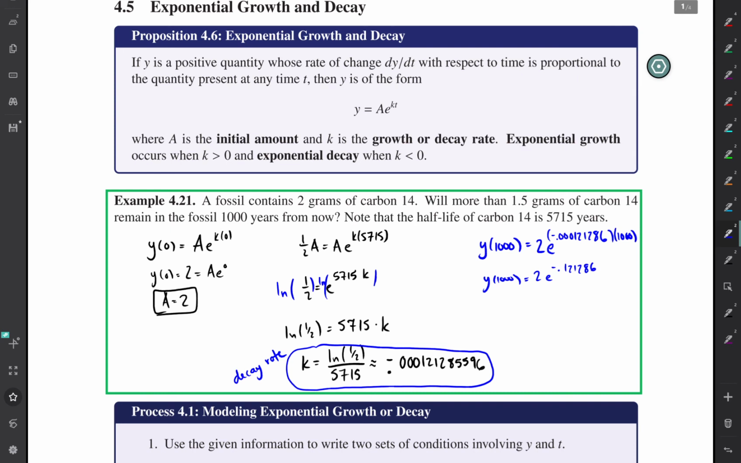Okay, and so when you plug that into a calculator, what do we get? 2e raised to that power, and I got 1.77. So the amount left after 1,000 years is approximately 1.77 grams.